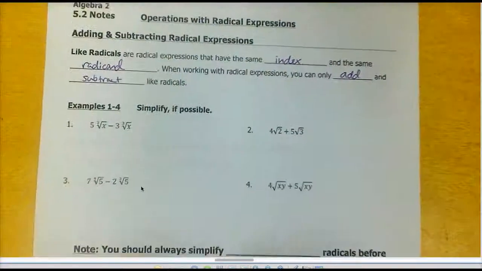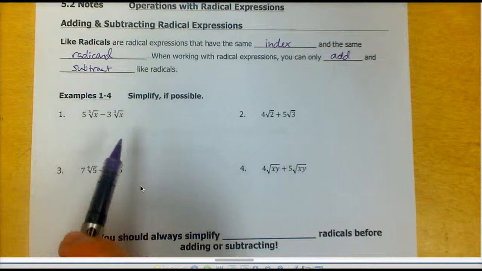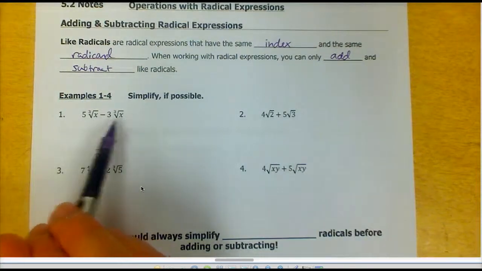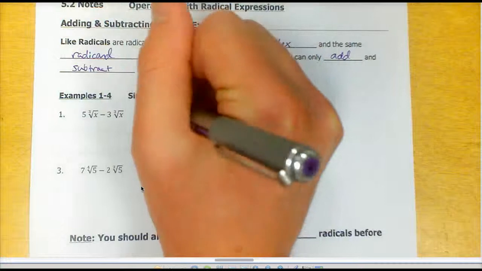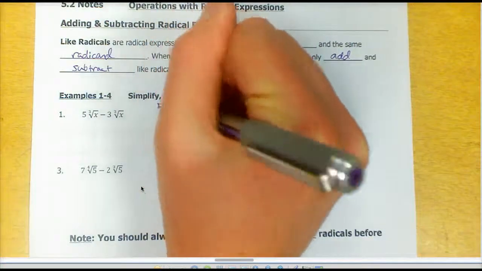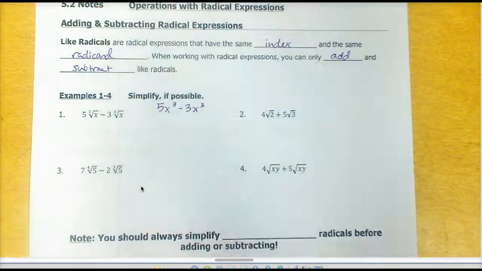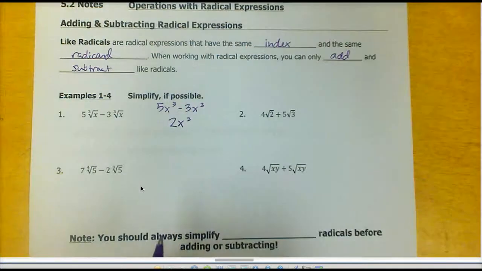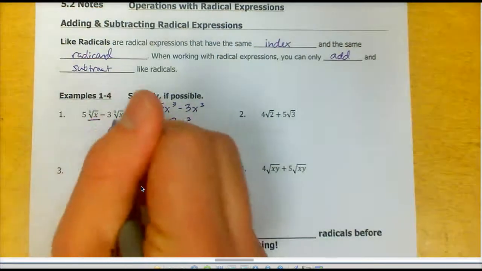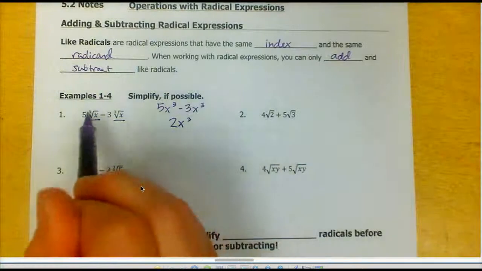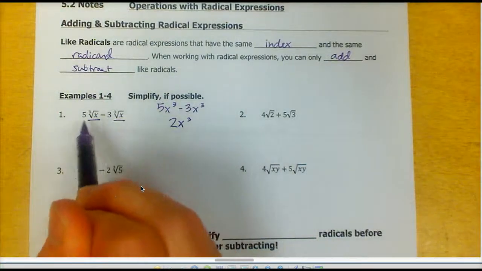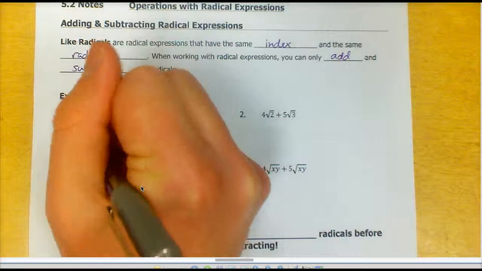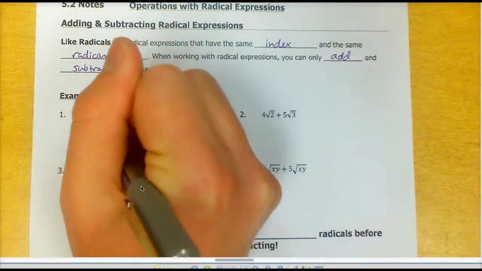Okay, so looking at these four examples right here, number one, we have 5 times the cubed root of x minus 3 times the cubed root of x. This behaves similarly to the problem 5x cubed minus 3x cubed. If I were to give you that right there, you would tell me that the answer is 2x cubed. Okay, so similarly here, this radical and this radical have the exact same index of 3, and the radicand is x, meaning we can combine those by doing 5 minus 3, which is 2. So this would give us 2 cubed root of x.